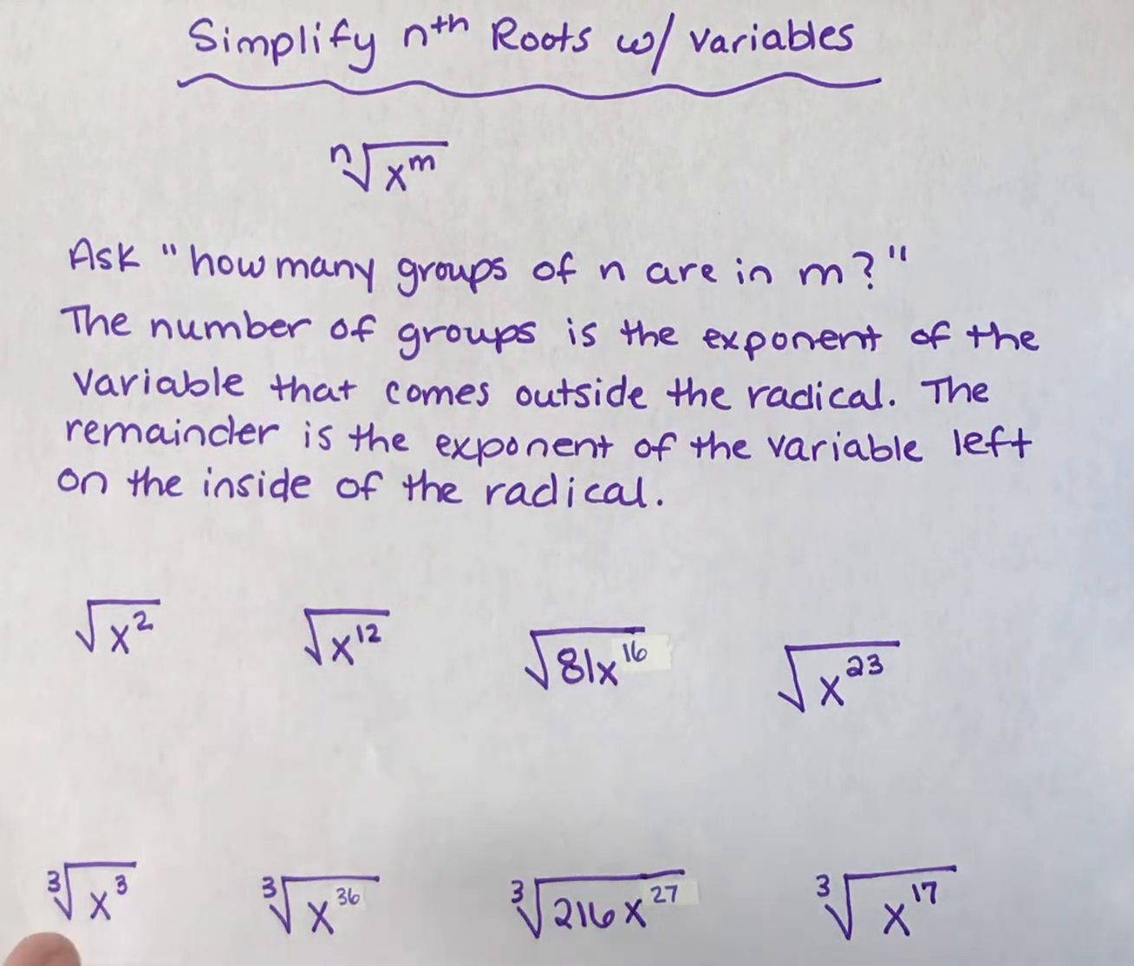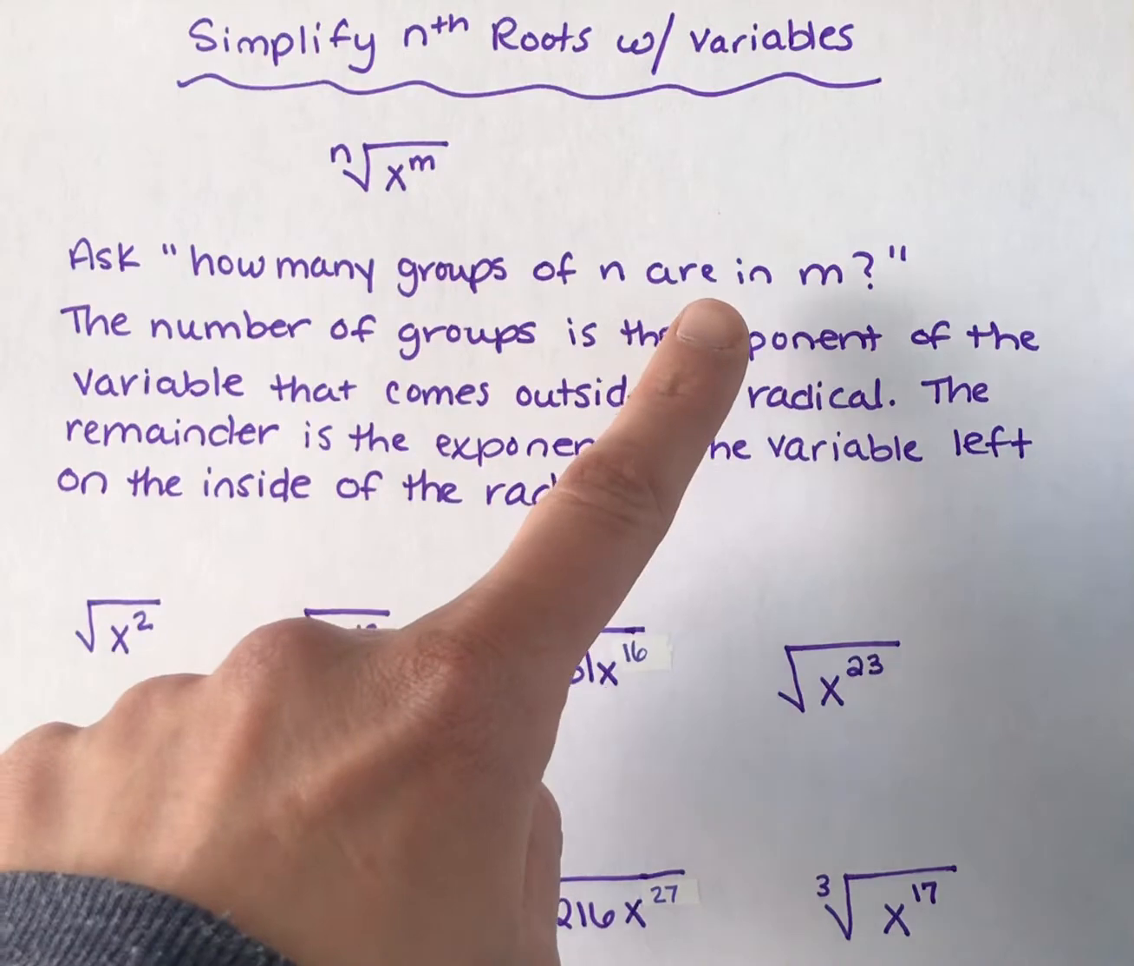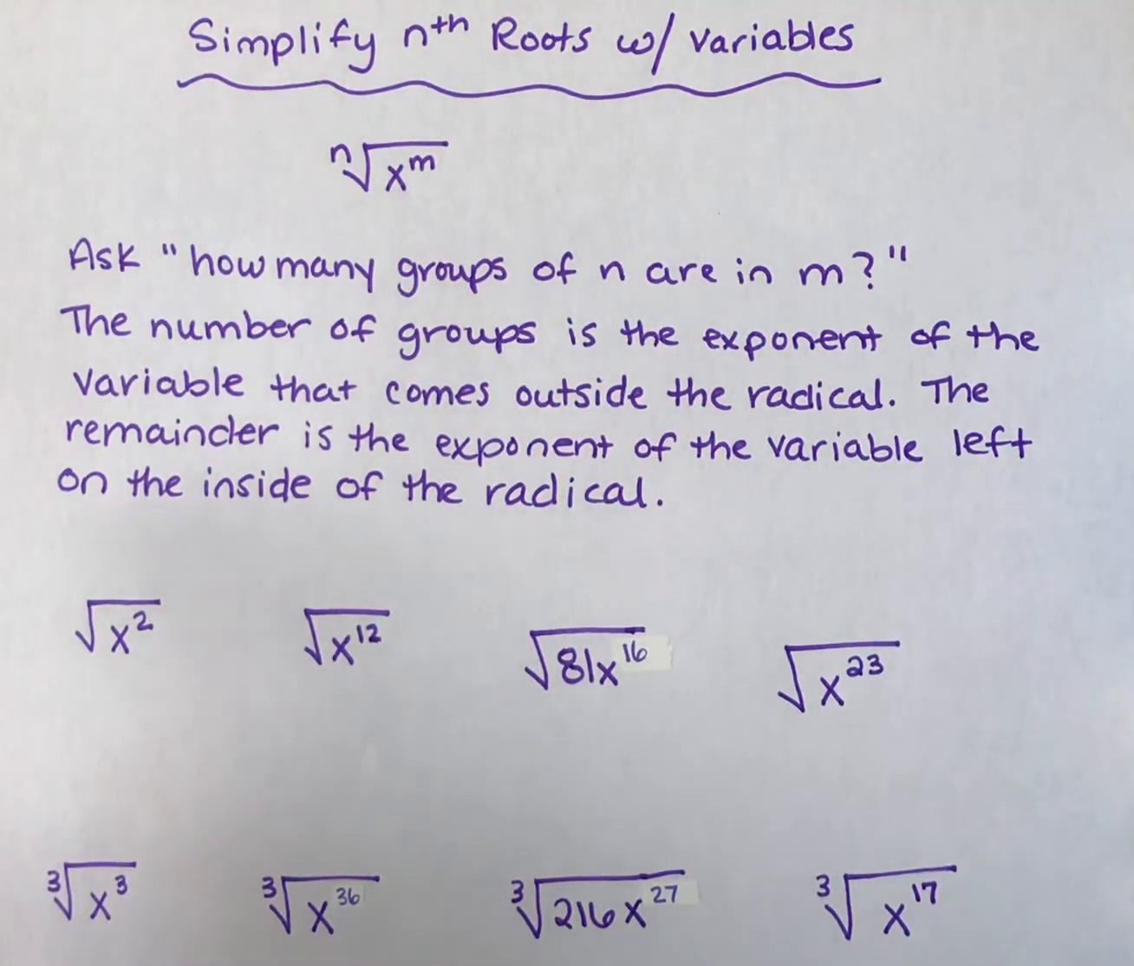We actually know what that is already. Or the cube root of x to the 36. So like, how do you simplify nth roots of variables that have exponents? Really, I think the easiest way to do this is you just ask yourself, how many groups of n, which is the index, are in m? The number of groups that you can make is the exponent of the variable that comes outside of the radical. If there's any remainder, like if there's any amount that can't be made into a group, then that becomes the exponent of the variable that's left on the inside of the radical.